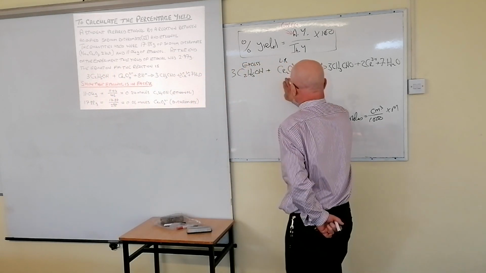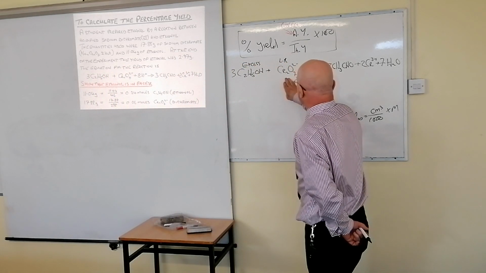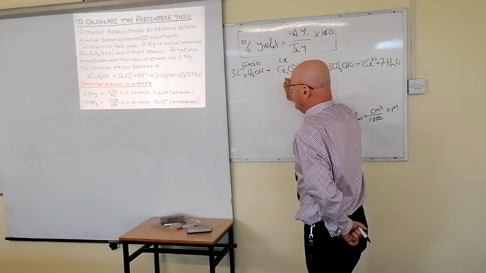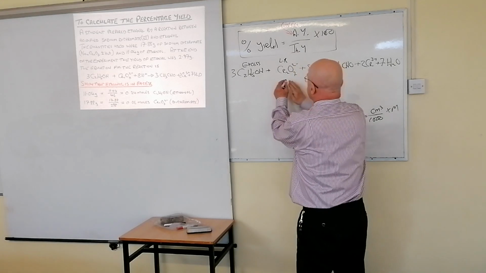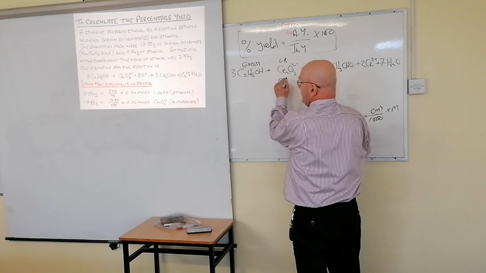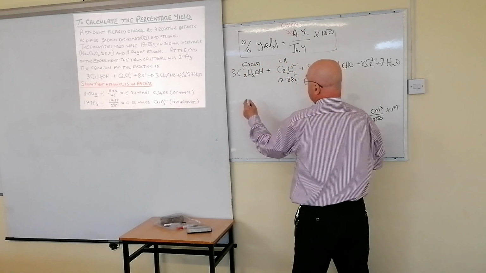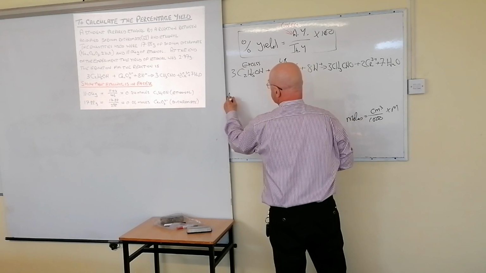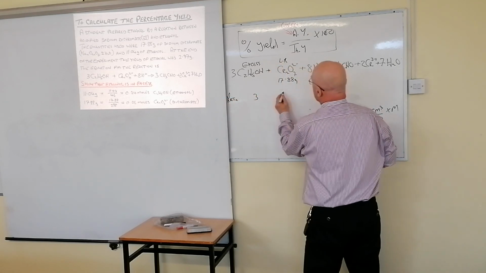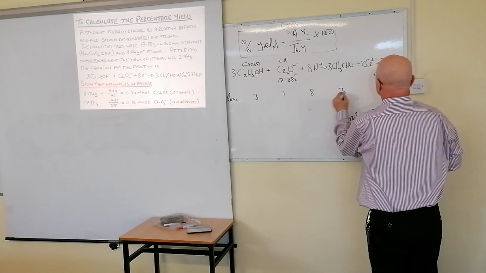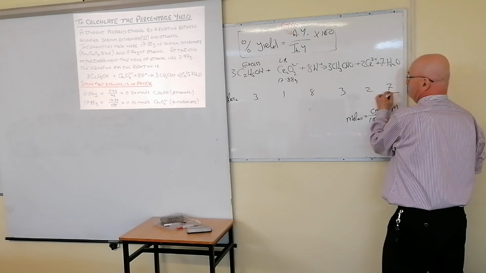Right, good. So that's the limiting reagent, so that's the one we have to look at, the dichromate. Okay, so what did you have there? You had 17.88 grams. Okay, I'm checking that's right. Now, the ratio strip, 3, 1, 8, 3, 2, 7.